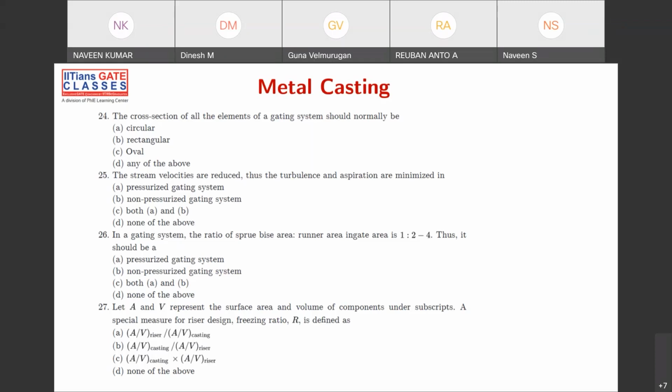Okay, fine. I got some answers here. That is A, D, D, D, D, A. Okay, answer is A. Generally, normally they consider the cross section of all elements to be a circular one for some good reasons actually. So even the sprue, the runner, and even the riser. So generally they consider circular cross sections. Okay, 25th one. What is the answer for 25th one? Answer is A for 24.